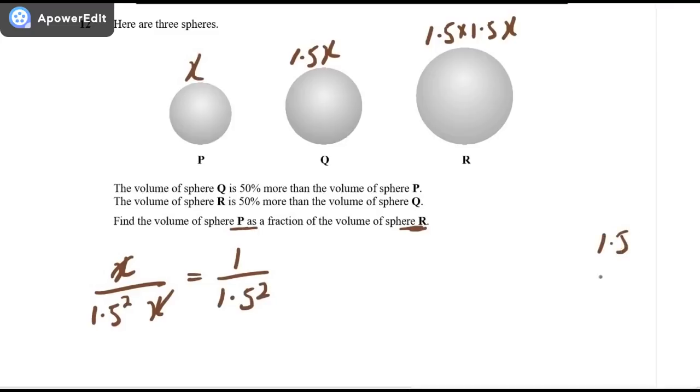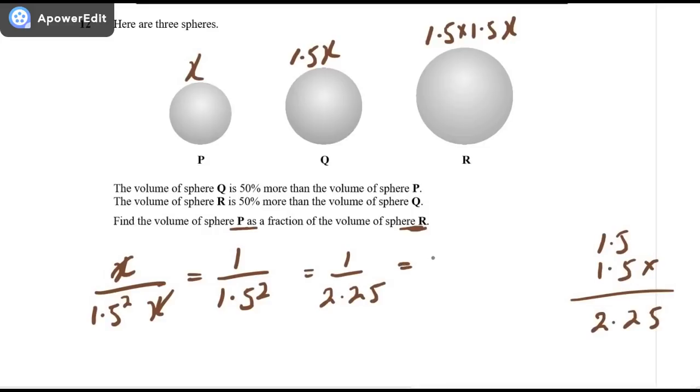1.5 times 1.5 gives 2.25, so it's 1 over 2.25. We're going to leave it as a fraction. This is a decimal, so there's a different way to do this question. I'm going to do this method: 1 divided by 2.25. This is the same thing. Now I can do this one.